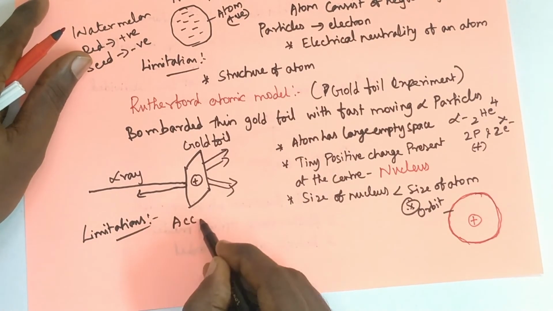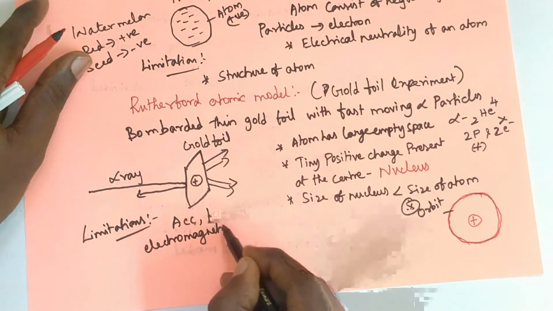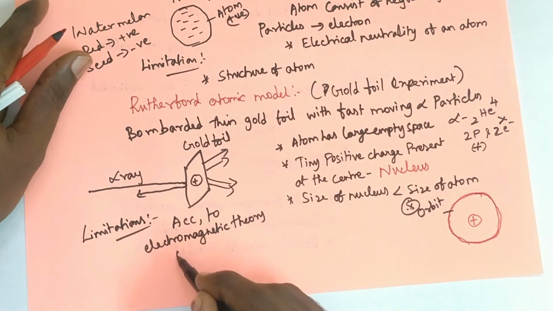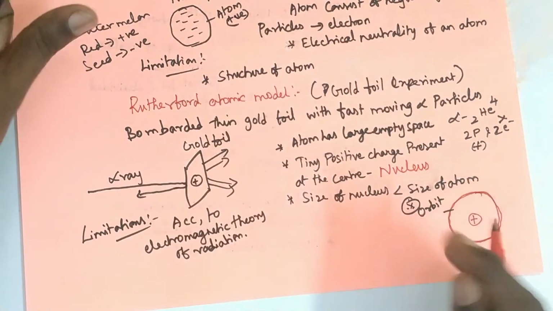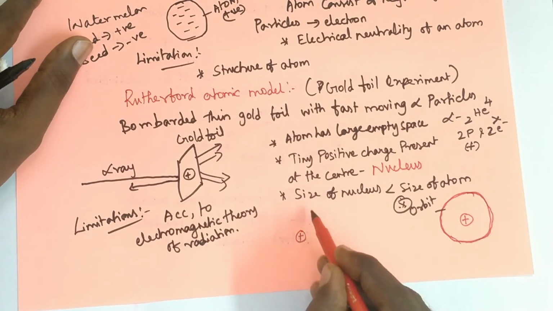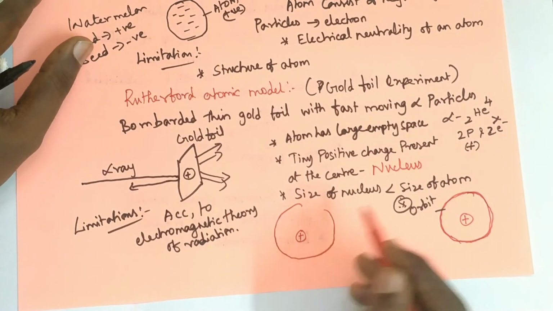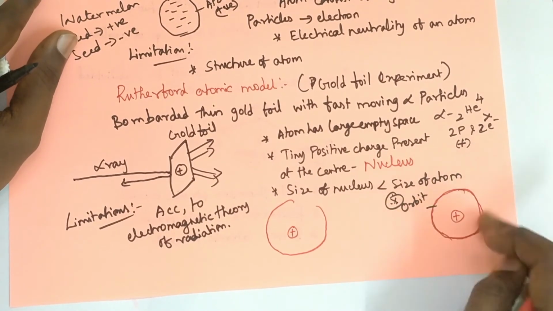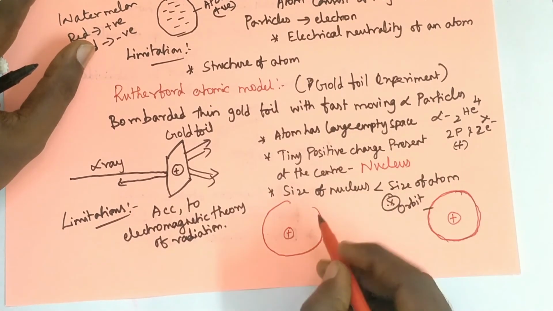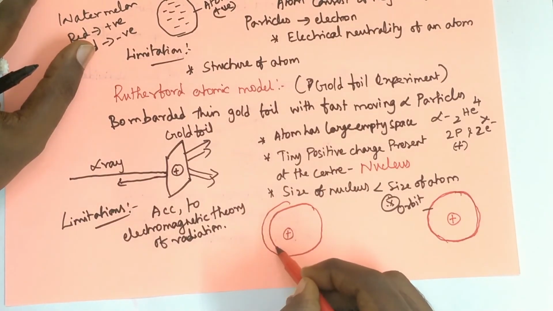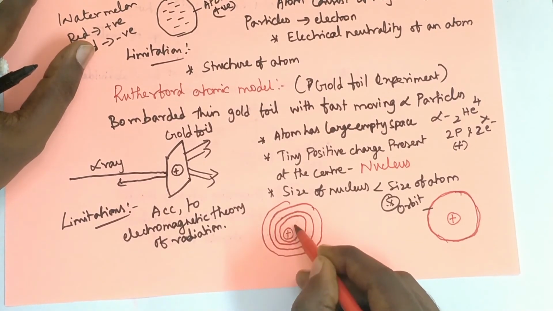What is its limitation? According to the electromagnetic theory of radiation, if the electrons revolve around the nucleus with high speed, at a certain stage they lose energy. Once an electron loses its energy, it comes close to the nucleus and finally falls onto the nucleus.